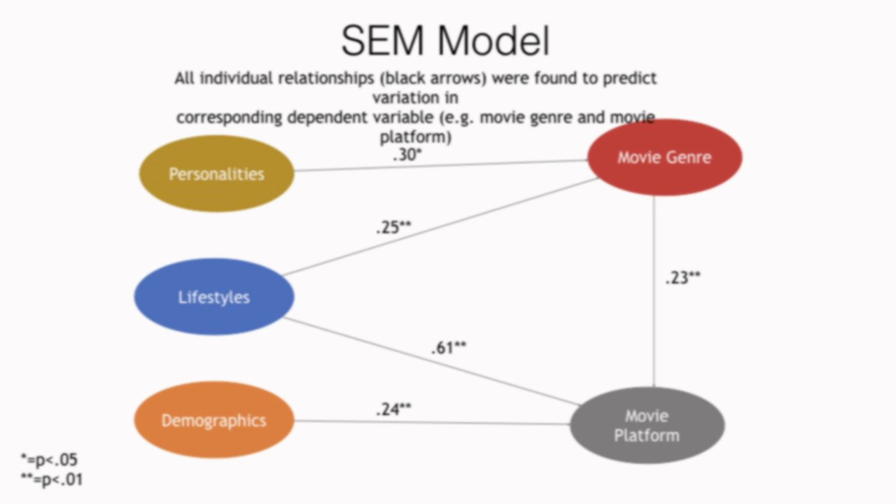All individual relationships, black arrows, were found to predict variation in the corresponding dependent variable. For instance, movie genre and movie platform. And so we can see here, I've explained what these betas mean. I can show the statistical significance. If I need to go through p-value, I can. I don't have to, but I can.